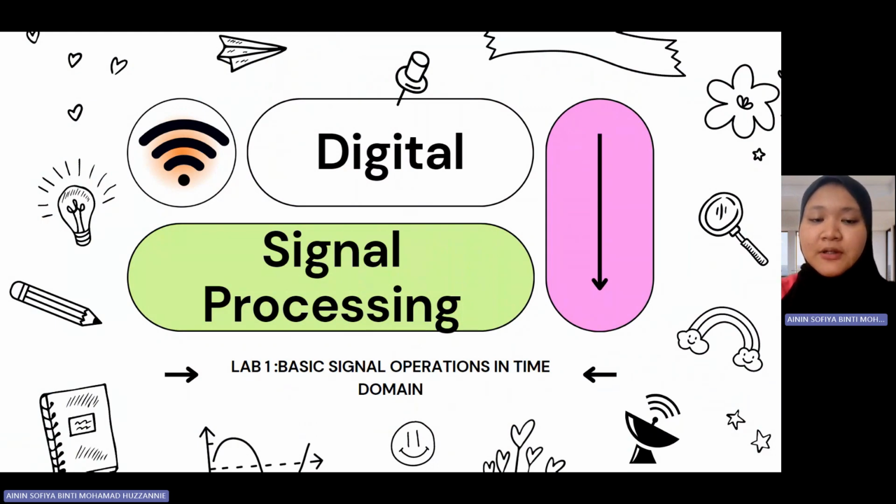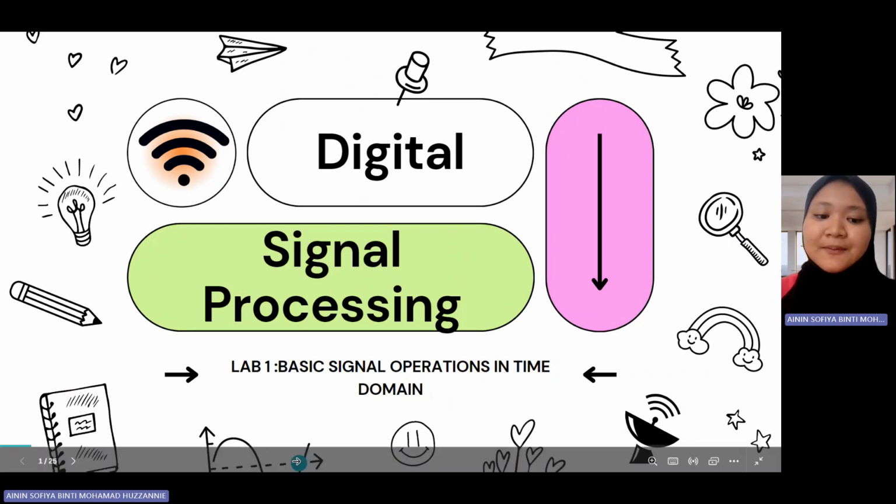We are going to present our digital signal processing assignment, Lab 1: basic signal operation in time domain.